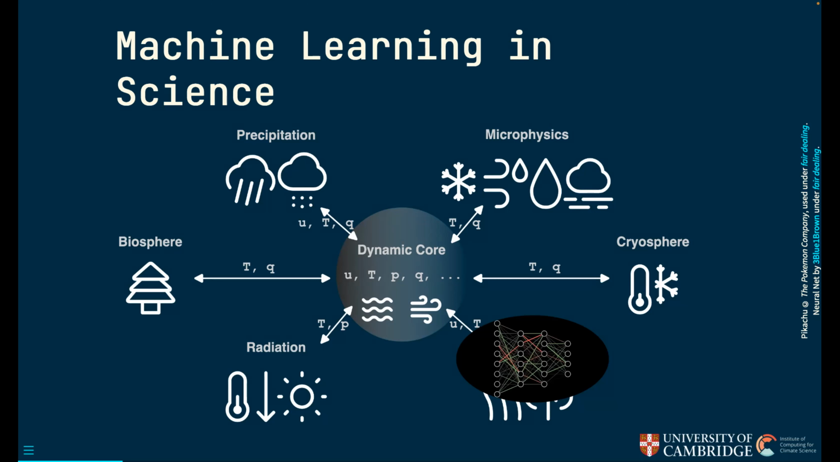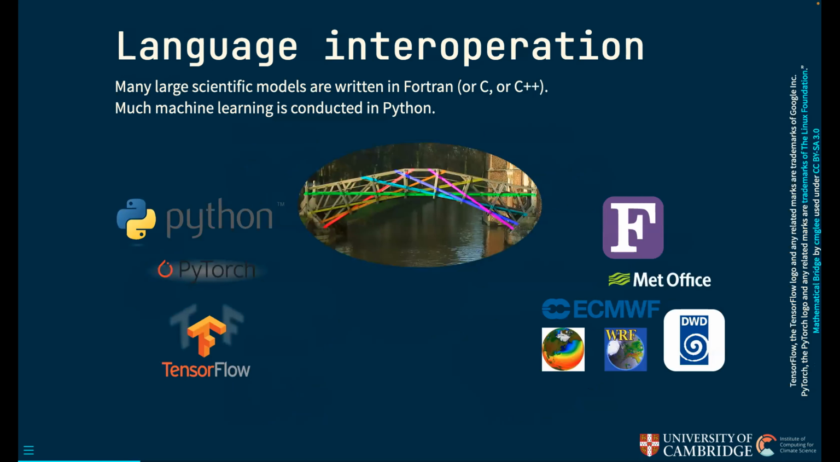So I think, as Andrew mentioned, even if you have a very well-trained net trained offline, when you put it back into your model, ensuring that it will remain stable long-term is not a given. And then finally, there's this concept of language interoperation, which is what we're looking at today.